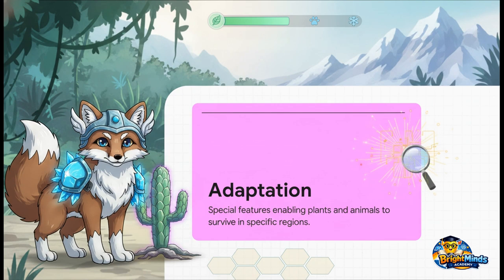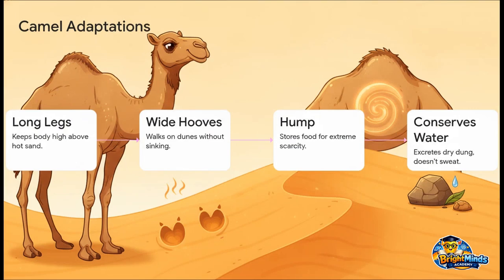Now, if the habitat is the level, then an adaptation is the specific biological upgrade or buff a creature equips to actually survive there. These are special physical features that let plants and animals handle extreme weather, dodge predators, or find food when there's barely any around. Let's look at the ultimate hot desert tank build, the camel from Rajasthan.